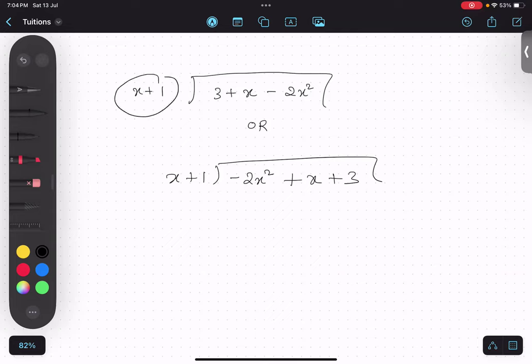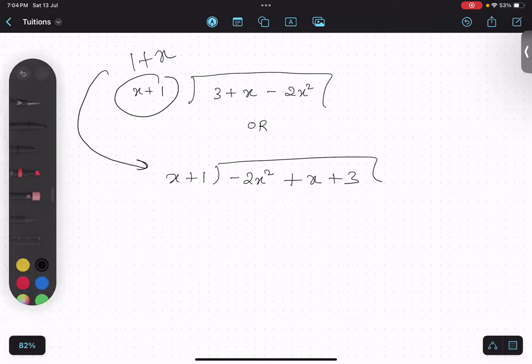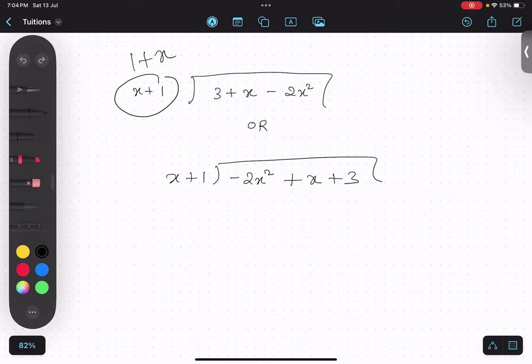If this question was 1 plus x, I will write it like this: x plus 1. Always start with the variable with the highest power. Now, let us start with the question. Again, rules are the same. As I taught you, take the first term from inside: -2x.